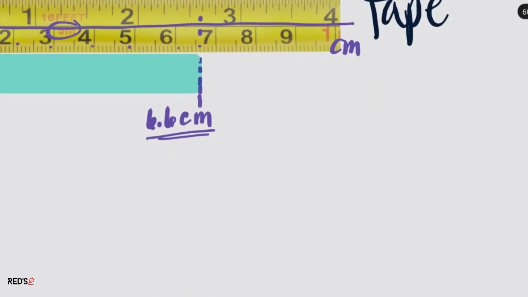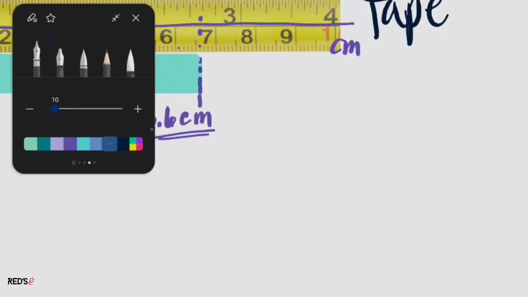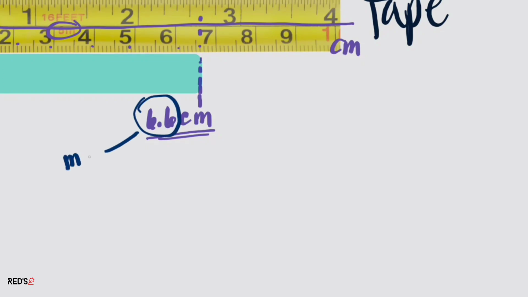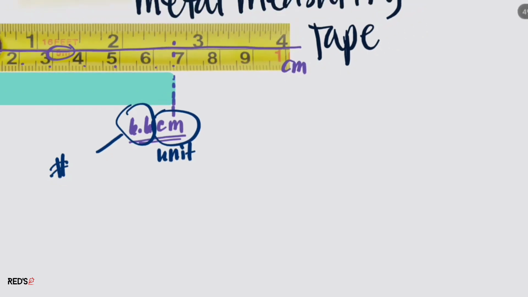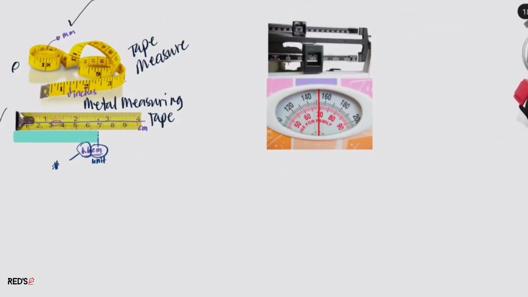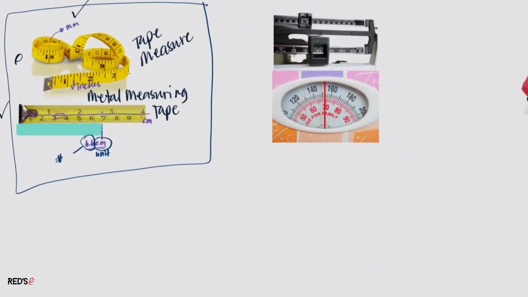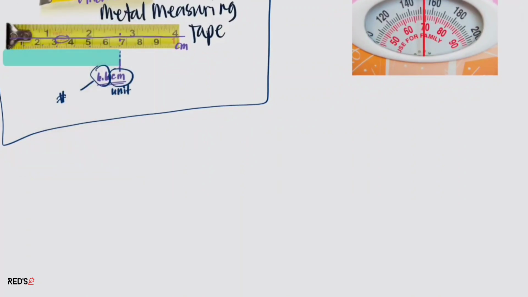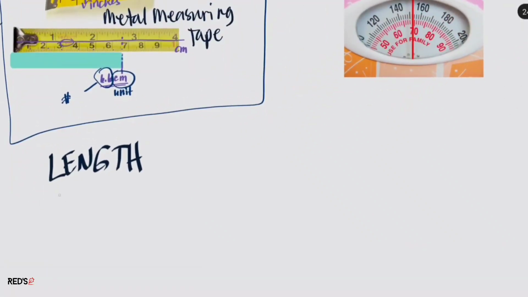And that's actually the numerical value. The numerical value here is actually your number. The measurement is both the number and the unit. Okay, so let's have another one. Oh, by the way, these instruments or these objects measure length, obviously, or maybe width and height.